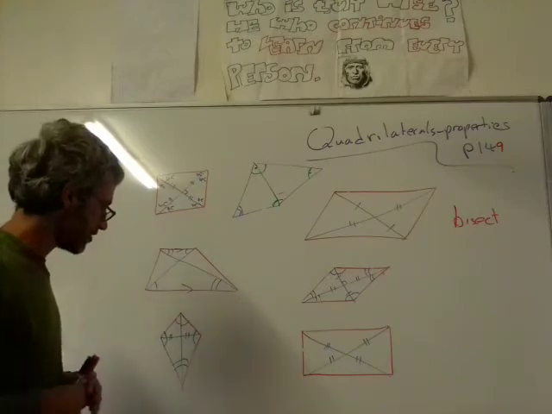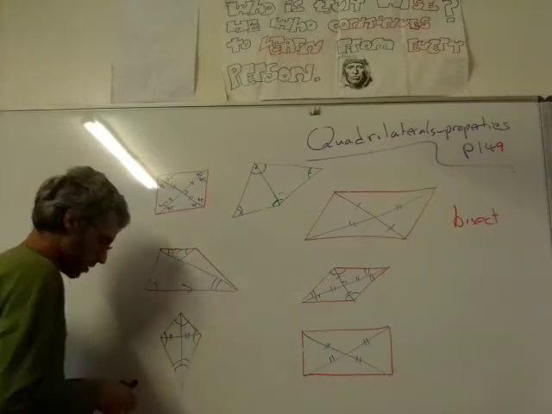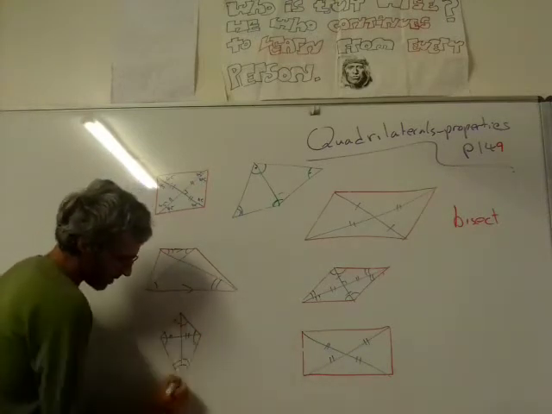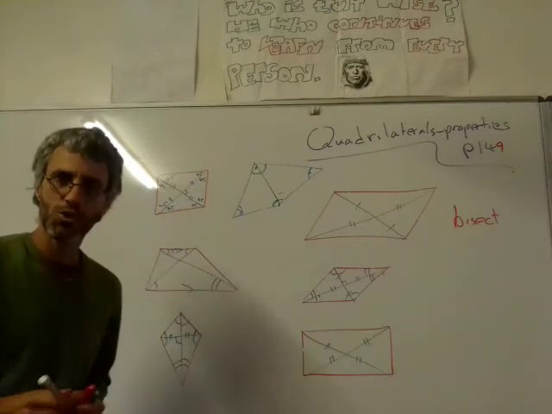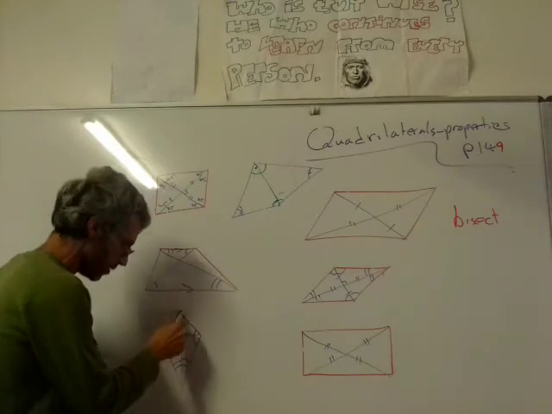Moving on to a kite. Okay, kite is kind of in its own thing. So, the two diagonals are 90 degrees to each other. So if you're building a kite, you often build these two.